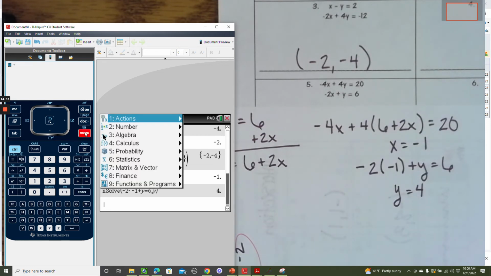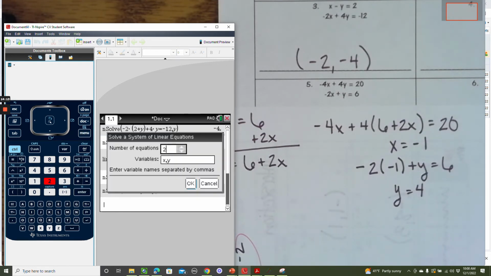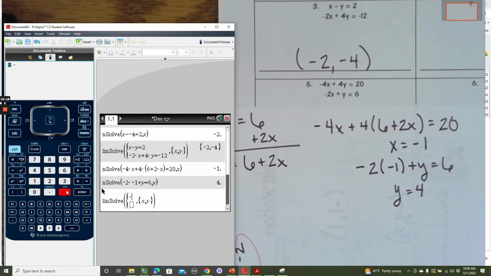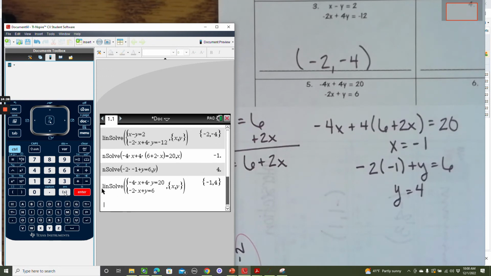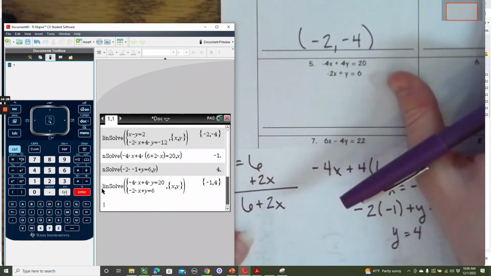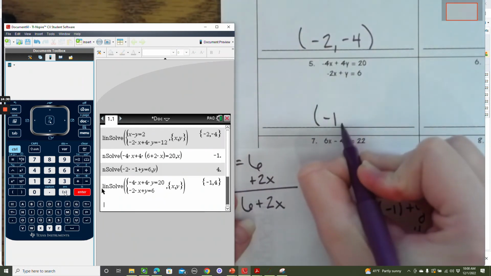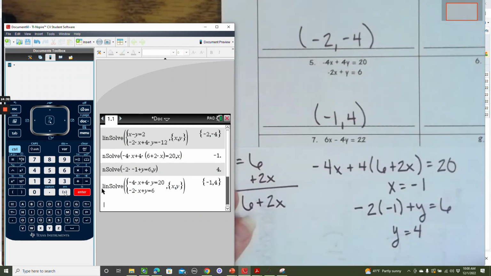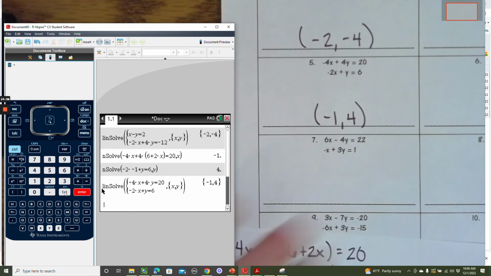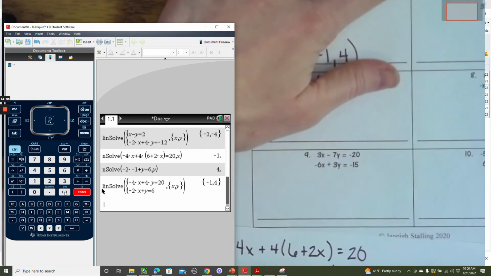And then again, you can check your work with menu 3-2. So negative 4x plus 4y equals 20. Negative 2x plus y equals 6. And it matches. So it never hurts to have more than one method for solving. It gives you some options, ways to check your work. All right.